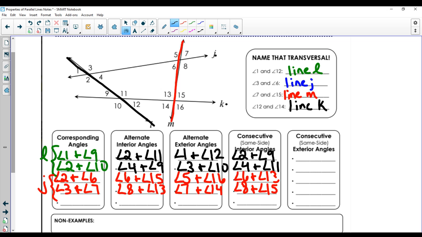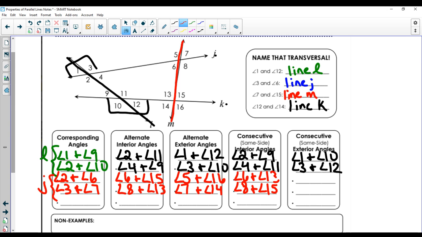Okay, so we're still consecutive. We're on the same side of the transversal, but now we want to be outside those two main lines. So that would be those two and those two for the black. And so your same sides in black are going to be angle 1 and angle 10, angle 3, and angle 12.